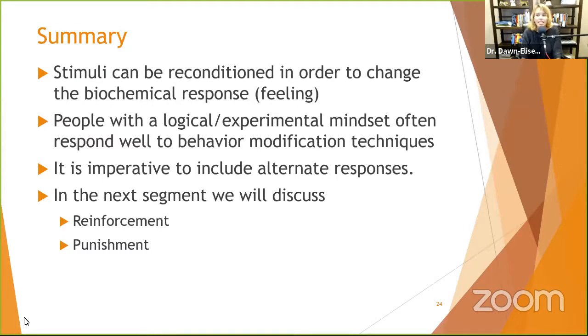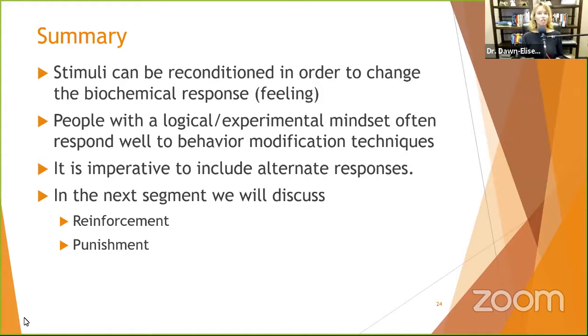Stimuli can be reconditioned in order to change the biochemical response. So you don't always have to see a dog and have a terror response. If you were terrified as a child, it can be reconditioned. You don't always have to see a spider and freak out. I love jumping spiders. There are some spiders I'm not too cool with, but jumping spiders are awesome. And some people are just like, oh my gosh, and they want to get away from it. I'm running towards it, looking at it going, aren't you cute?